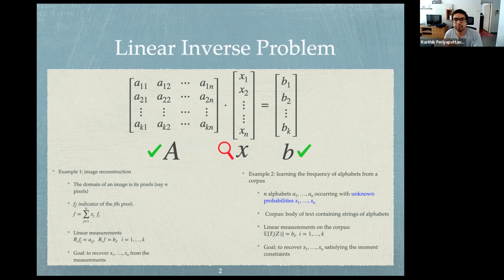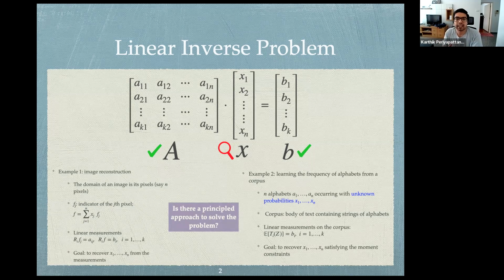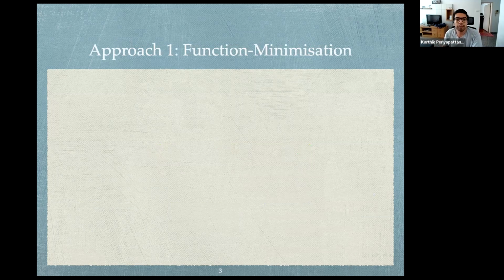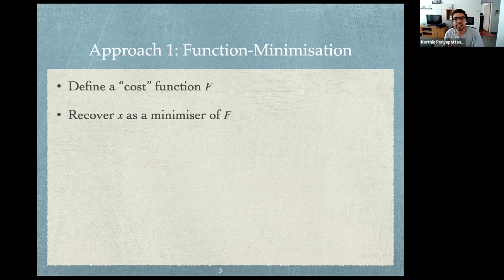So these are all classical examples. I am very sure you all can think of many more examples. But the question that I am after is, is there a principled approach to solve such problems? Now, there can be many x's which satisfy ax equal to b, and there may be no principled way to select a given x. One commonly used approach to solve this problem is to first define a certain cost function f, and then we recover x as a minimizer of this function f.